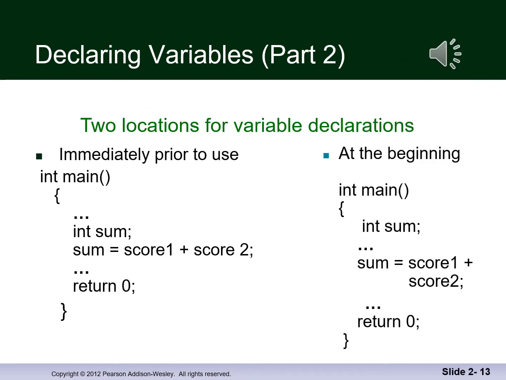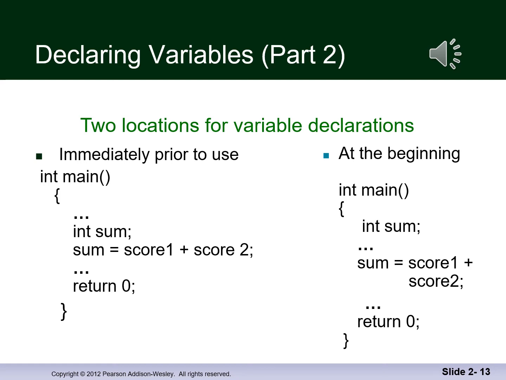As I mentioned earlier, variables have to be declared before they are used. And here are two examples of locations for variable declarations. You can declare them immediately prior to use, which is not my preference. So here's an example. You have the main program, and you might have 20 lines of code before you're going to sum score1 and score2 and assign those existing variable values to sum. And right before, in the line before, you might declare the integer sum.